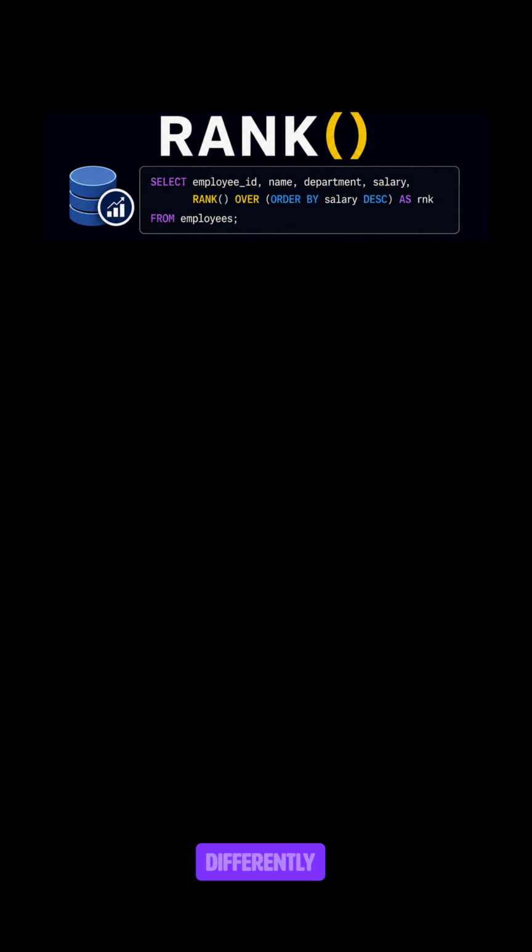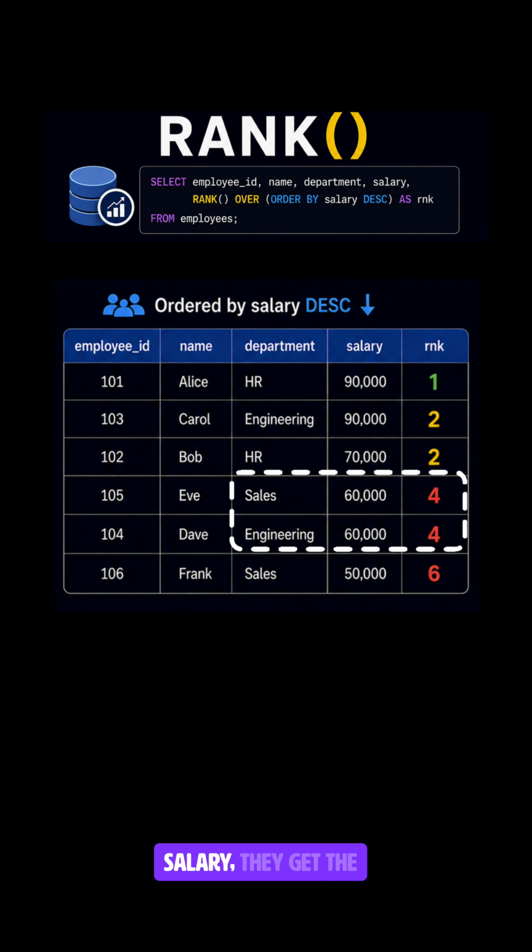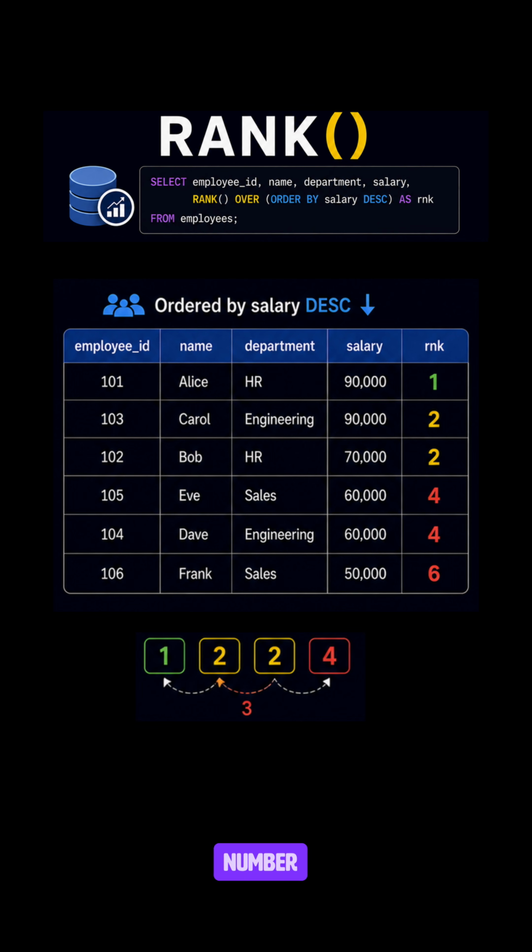RANK. RANK handles ties differently. If two employees have the same salary, they get the same rank. But SQL skips the next number. Example, if you see 1, 2, 2, 4. Notice how rank 3 disappears. The gap is the key behavior of RANK.